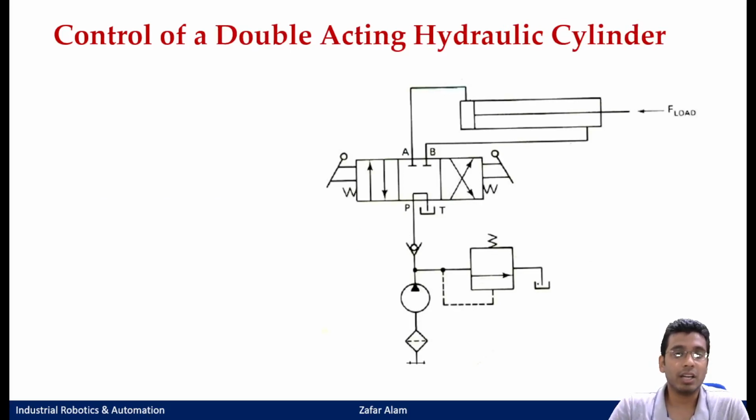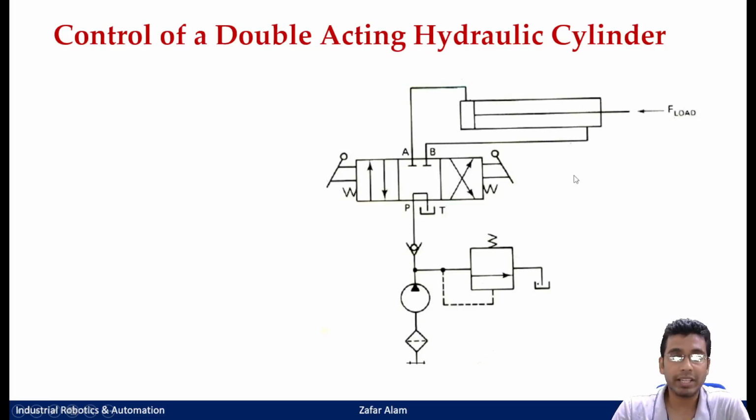Fine. Now let us see the control of a double acting hydraulic cylinder. Again this is a double acting cylinder. You have one port towards the upper side and your lower port is here. That is the second port denoted here. So you are having two ports, and this is the symbol of a double acting cylinder.